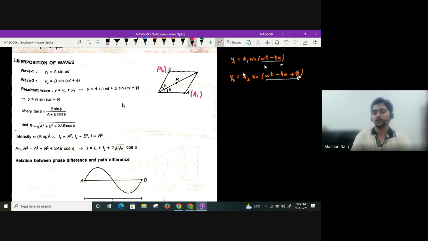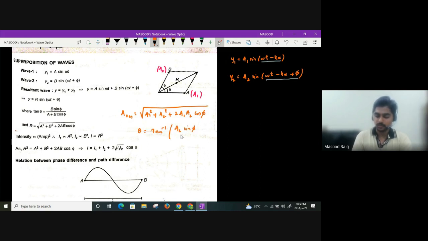Now you can apply the parallelogram law of vectors. From the parallelogram law of vectors, I'll get the resultant displacement, the resultant amplitude. You can write it as under root of a1 square plus a2 square plus 2a1 a2 cos phi. Clear? And what is the resultant angle, guys? The theta value I can write as tan inverse of a2 sin phi divided by a1 plus a2 cos phi. In the same manner, we know intensity is proportional to amplitude square. So I can write the resultant intensity as I1 plus I2 plus 2 root of I1 I2 cos phi.